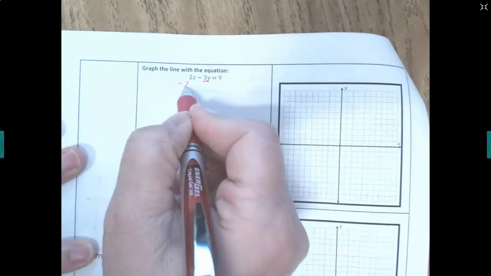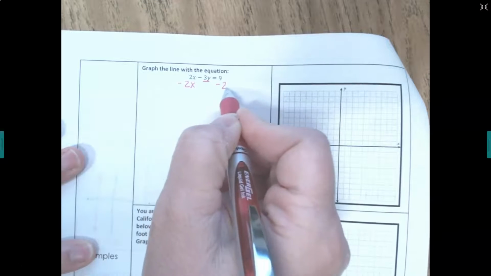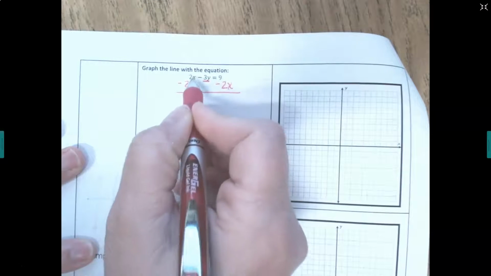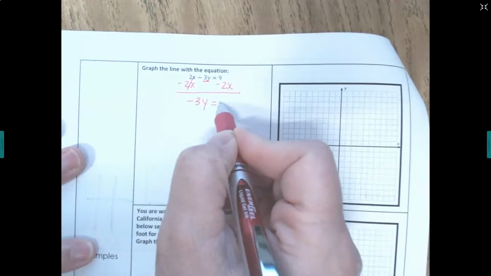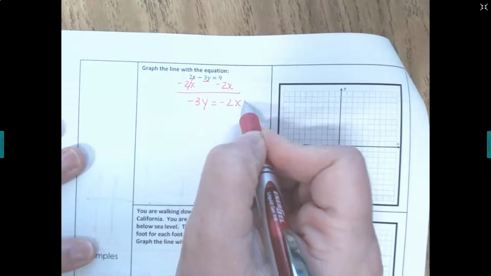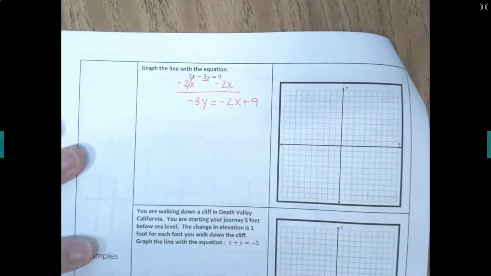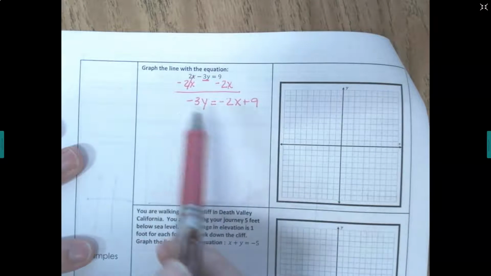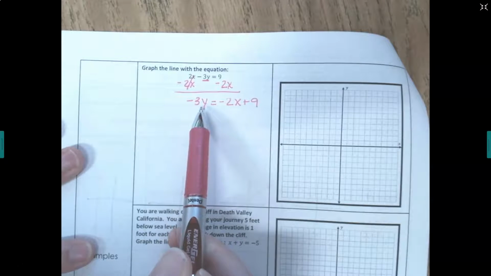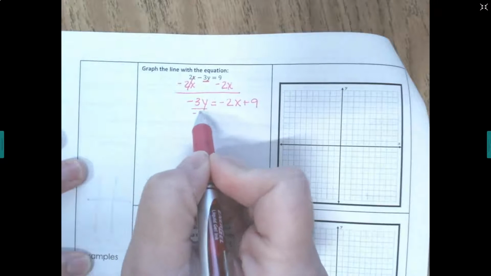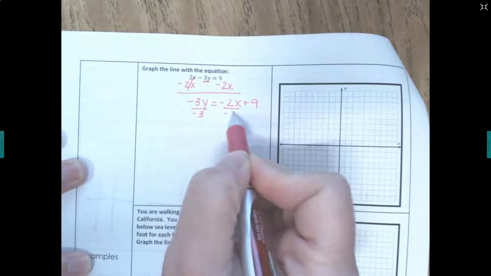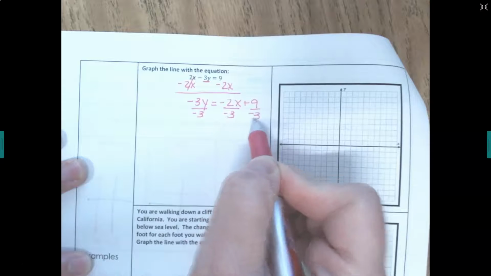So we're going to subtract 2x from both sides of the equal. It cancels on the left, leaving negative 3y equals negative 2x plus 9. Now remember, we're trying to get y alone. This is negative 3 times y. So to undo the multiplication, we're going to divide. And you're going to divide every single term by negative 3.